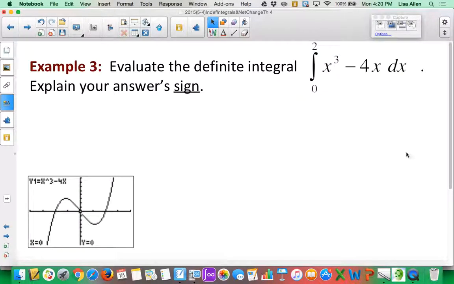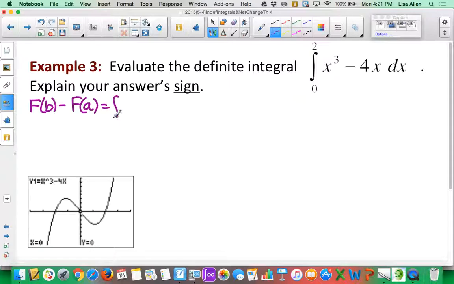So our next problem has to do with a definite integral, as I said. We're going to evaluate the definite integral from 0 to 2 of x cubed minus 4x dx. We're going to use a little fundamental theorem notation for this. Recall that we have F of b minus F of a is equal to the integral from a to b of f of x dx. That is the fundamental theorem part 2. Remember, if f is continuous on the closed interval [a, b], we can integrate.